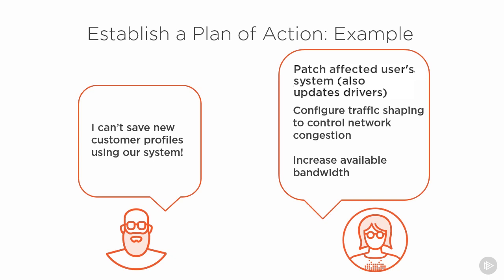Or if the problem was just with the single user system, maybe the solution is to reconfigure the network settings on that single user system so that they get network connectivity back again. Or it could be something as simple as replacing a faulty physical network cable.